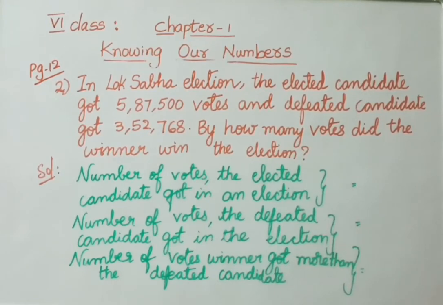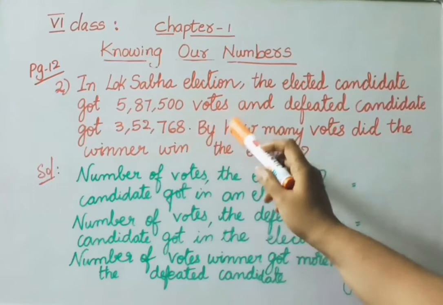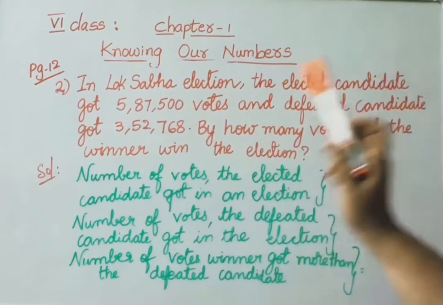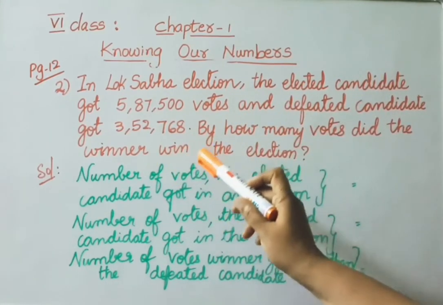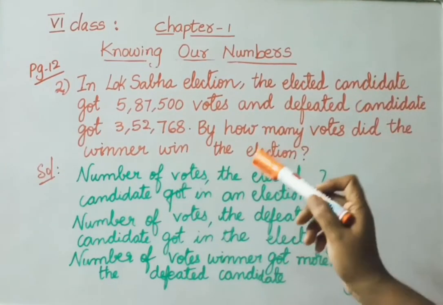See now exercise 1.5 second sum. In Lok Sabha election, the elected candidate got 5,87,500 votes and the defeated candidate got 3,52,768. By how many votes did the winner win the election?